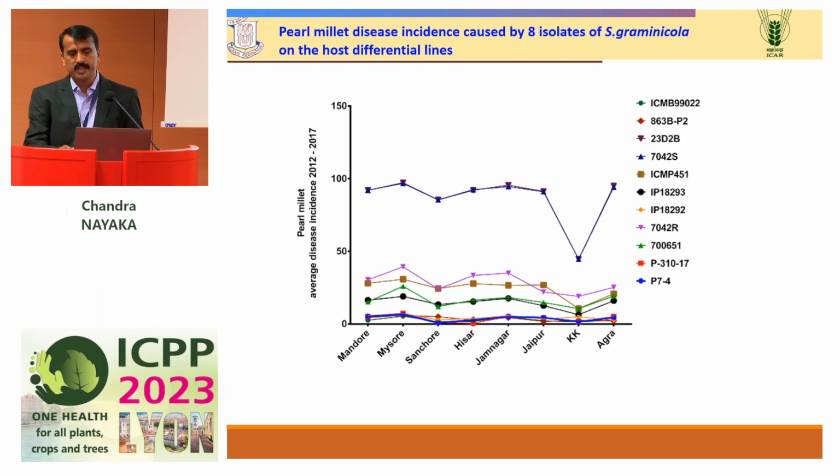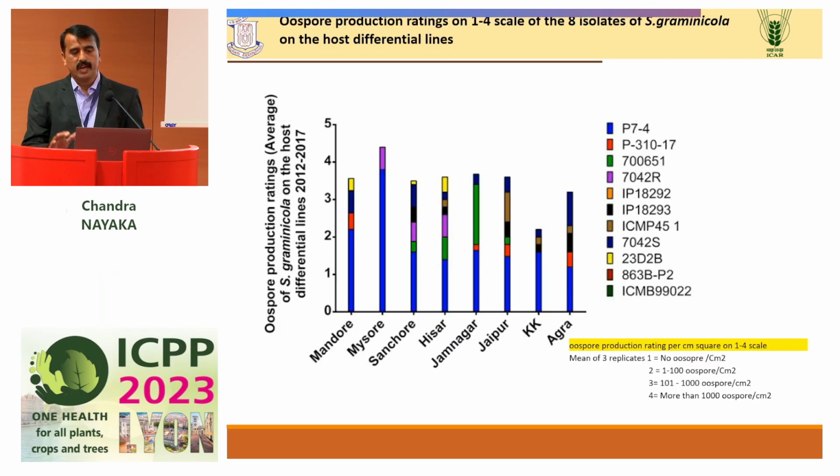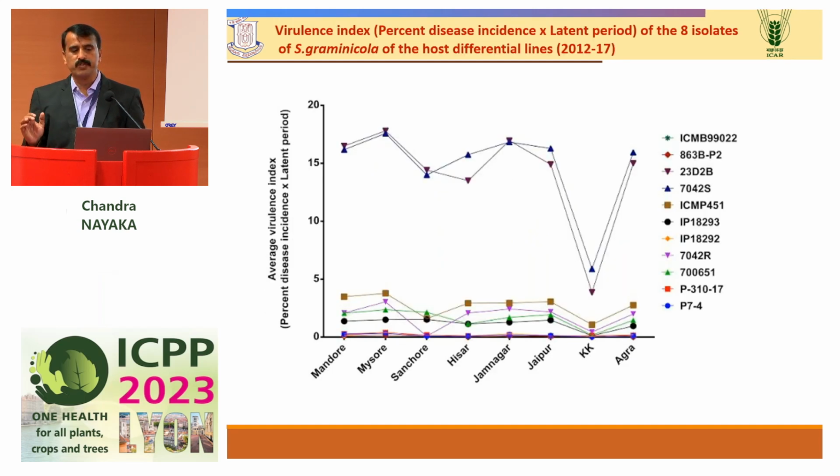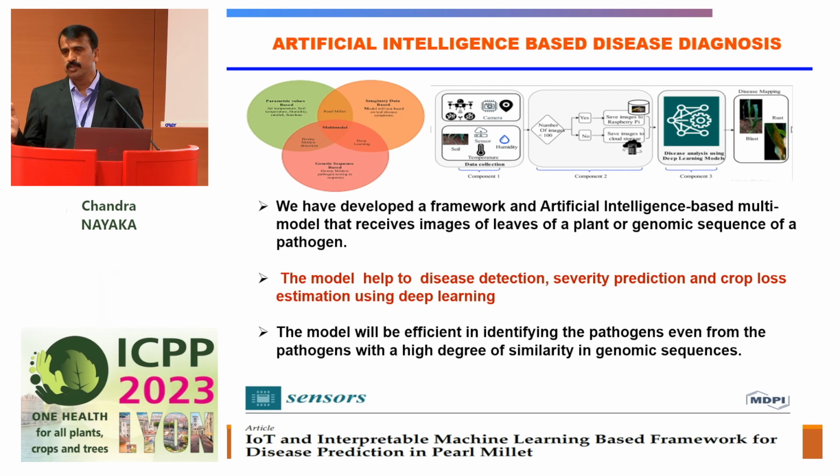We reported that the pathotype we maintain in Mysore is the highly virulent one. We check the oospore production of these pathotypes every year, and we also check their virulence index using different pearl millet cultivars. Recently, in collaboration with one of the institutes working on pearl millet, we developed an artificial intelligence technology for monitoring disease incidence in field conditions. They integrated our genome sequence with their formula, and we found 99% accuracy for identification of the disease in field conditions.